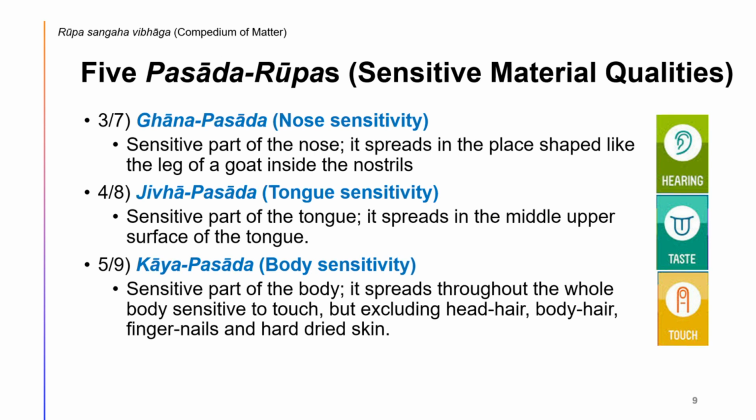Next one, we talk about Ghana Pasada. It is mentioned as the sensitive part of the nose. Remember, the nose sensitivity is spread in a place shaped like the leg of a goat inside the nostril. So when you examine right inside your nostril, it's like a leg of a goat. Okay, this is how the nose operates.